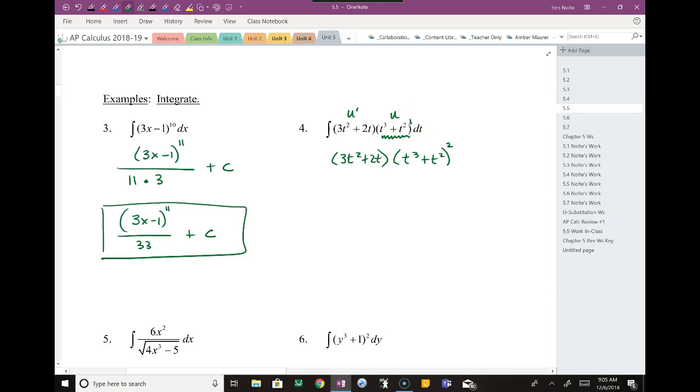This is an invisible 1 there. So what do I have to divide by? 2. And now I have to divide by the derivative of my stuff. What is the derivative of my stuff? 3t squared plus 2t. Now does it cancel with that outside stuff? Oh my god. If that does not happen, you cannot use this reverse chain rule. So I would say this is equivalent to 1/2 (t cubed plus t squared) squared plus c.